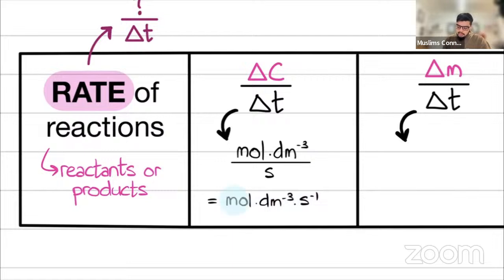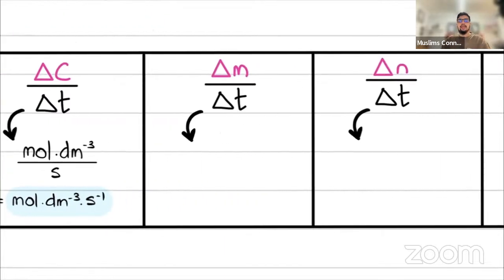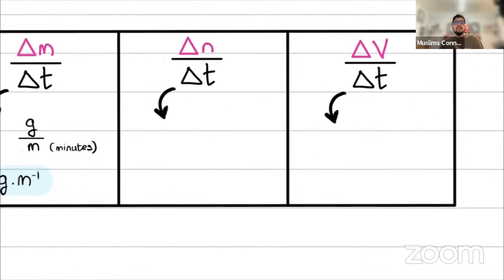Rate of reaction can be measured in different ways. What happens if I use change in m, which is change in mass? Of course, it's going to be grams divided by, let's say we want to calculate grams per minute, so we can divide it by m, which represents minutes. And then the rate of reaction would be measured in grams per minute. That's another unit of rate of reaction potentially. I could calculate delta n, change in moles, that's 2 moles per second. And the rate of reaction could be measured in moles per second.